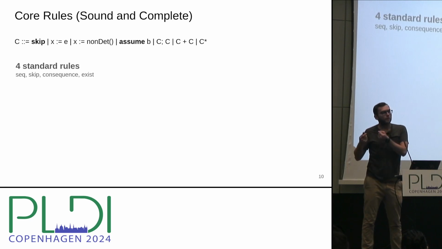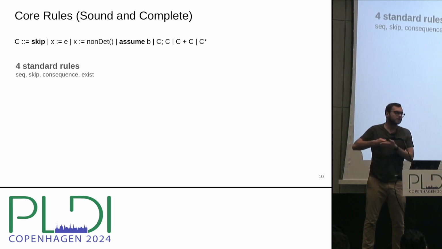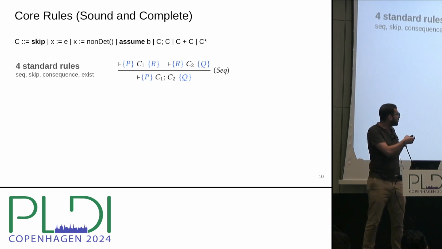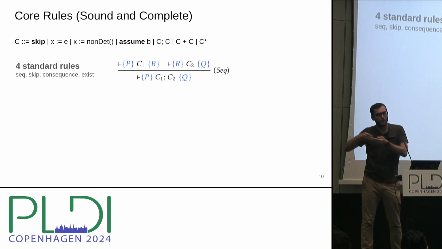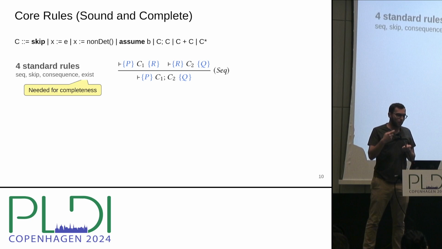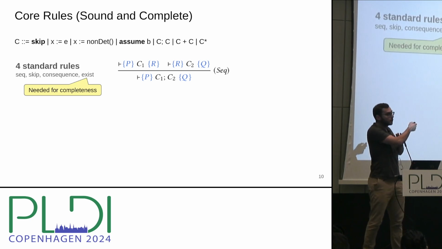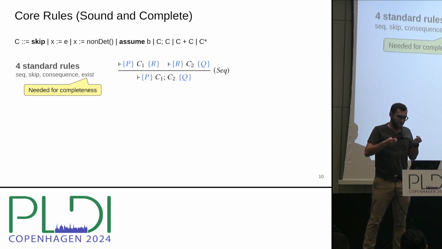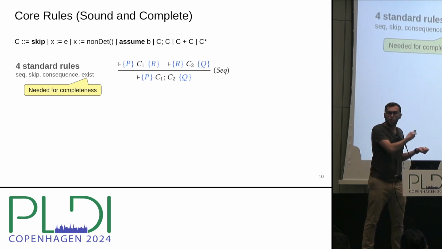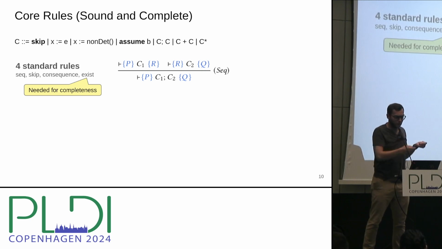So we have 4 what we call standard rules, because they are basically the same as in normal Hoare logic. So for example, we have the usual sequential composition rule that says if the postcondition R of our first triple matches the precondition of our second triple, then we can sequentially compose them together. What is interesting here is that we have this rule exist that allows us to introduce an existential quantifier in the pre and the post condition of a triple, and this is actually required for completeness, and we show why in the paper.